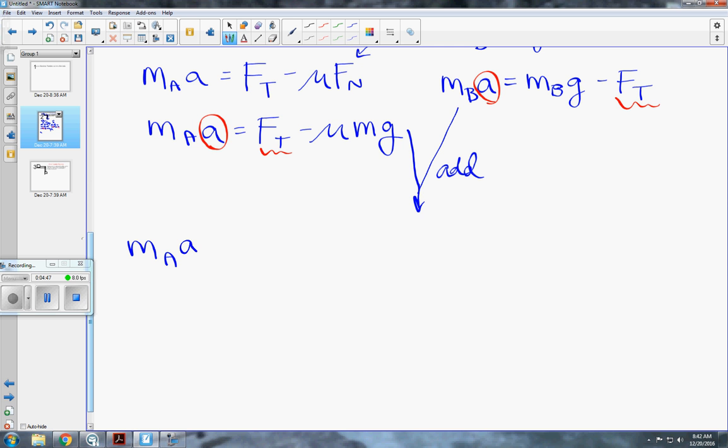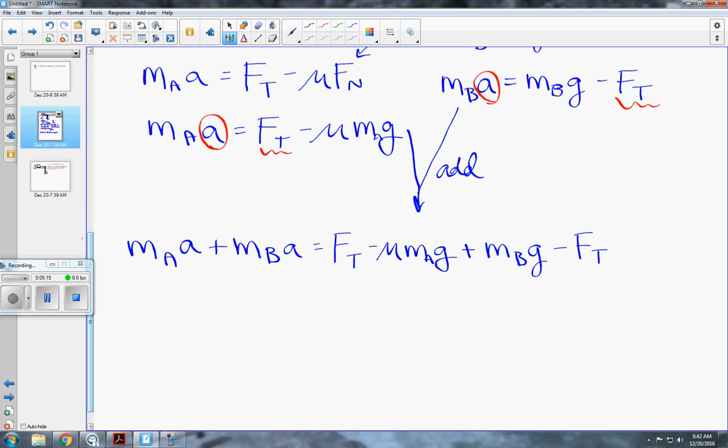So we get mass A times acceleration. We add the left sides, so we add mass B times acceleration equals, and then we add the right side. So force of tension minus mu times mass A times gravitational field strength. Oh, this is mass A, we've got to add that in there. And then we add the right side, so mass B times gravitational field strength minus force of tension.